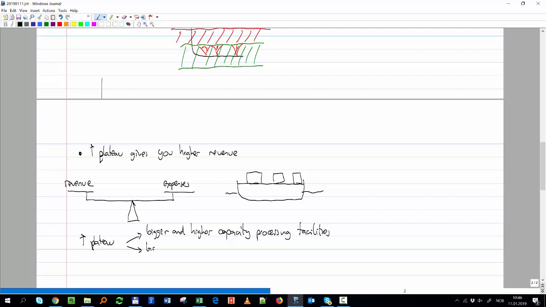So you need a bigger offshore structure. Let's call it like that, just to cover everything. You cover FPSO, you cover platform. And the other thing also, you might need more wells.